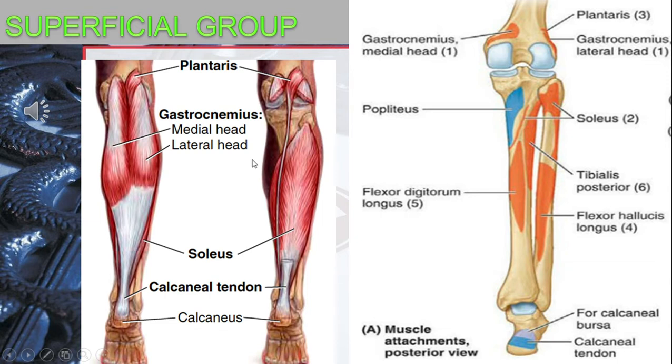And then the plantaris is going to take origin from the inferior part of the lateral supracondylar line of the femur and also from the oblique popliteal ligament. So three of these muscles are inserting together. That is why they are known as triceps surae, or the triceps of the leg. Innervation of these muscles is through the tibial nerve, root value S1, S2. Now these muscles are plantar flexors at the ankle joint.